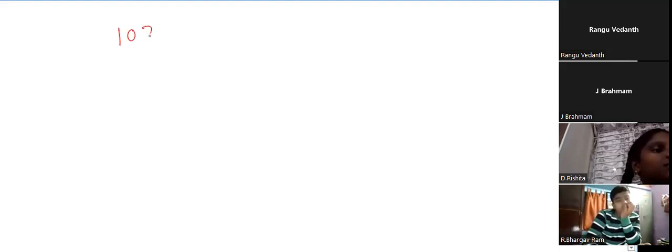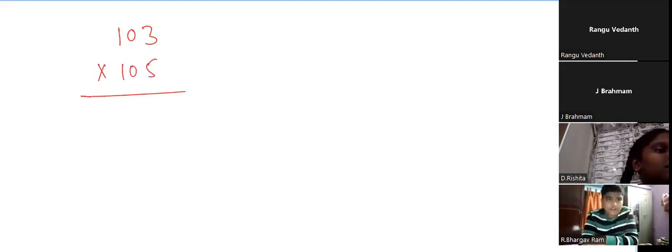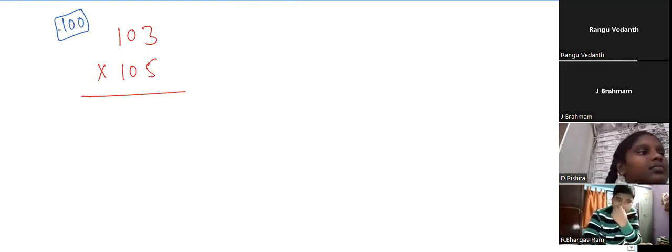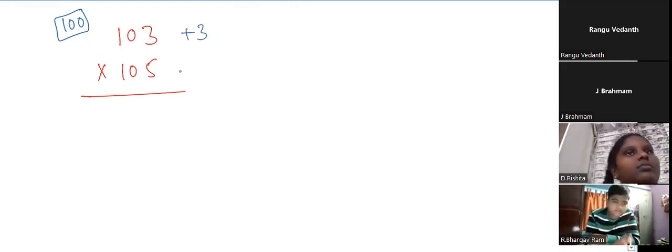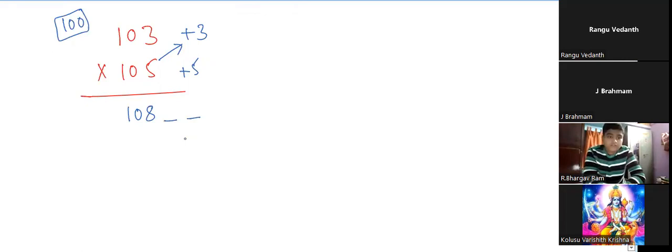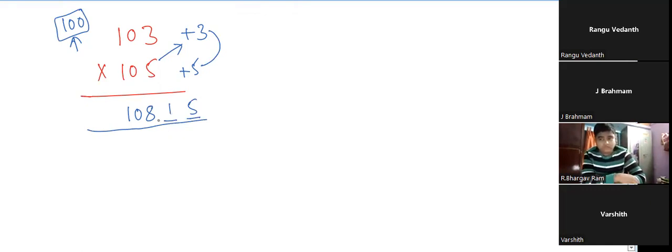Suppose the question is 103 into 105. Here, what is the common base? 100 is the common base. How much extra? Plus 3 here, plus 5 there. Then 105 plus 3 is 108. Sir, how many digits do we need to reserve? Two digits, because the base has two zeros. And those two digits should be filled with the product of 3 and 5, which is 15. So the answer is 10,815.